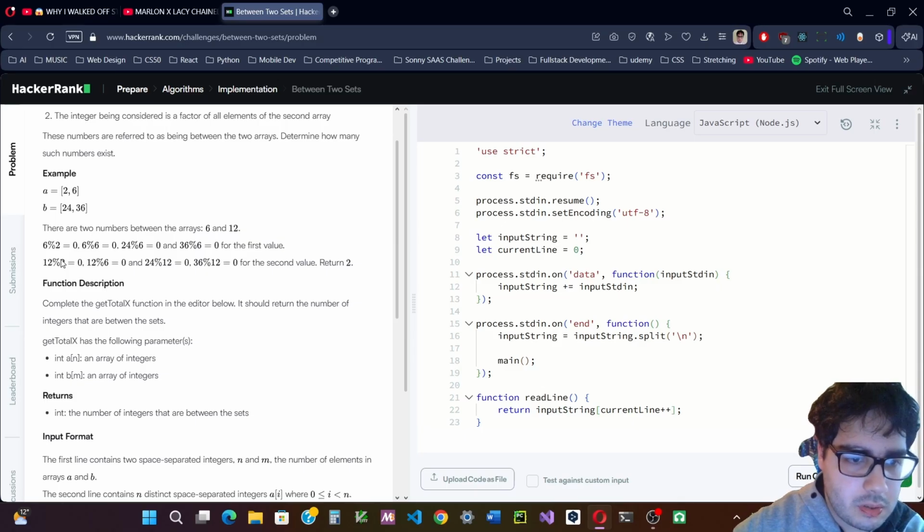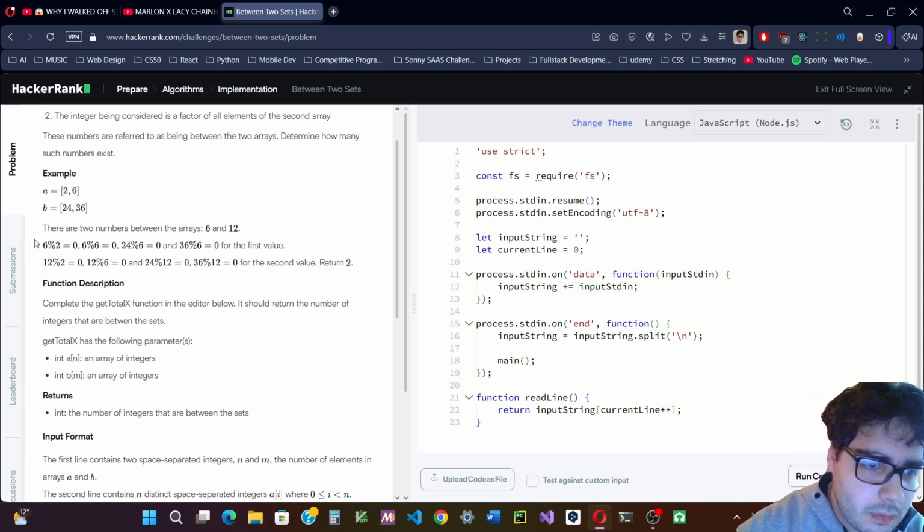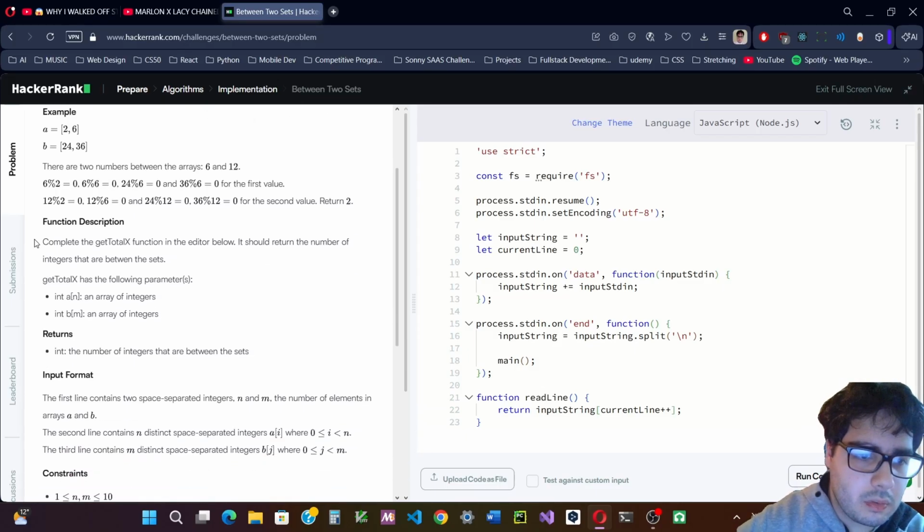Complete the getTotalX function in the area below. You should return the number of integers that are between the sets. 2 and 6 divide into 6, 12, 24 and 36. Complete the function. It should return the number of integers between the sets.